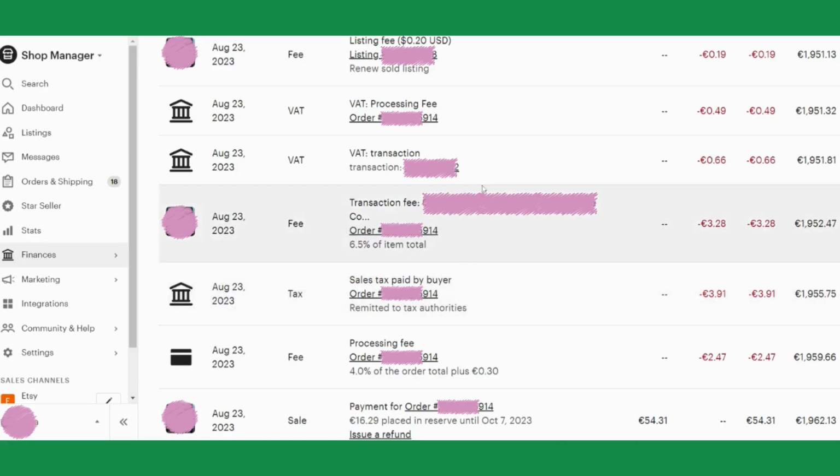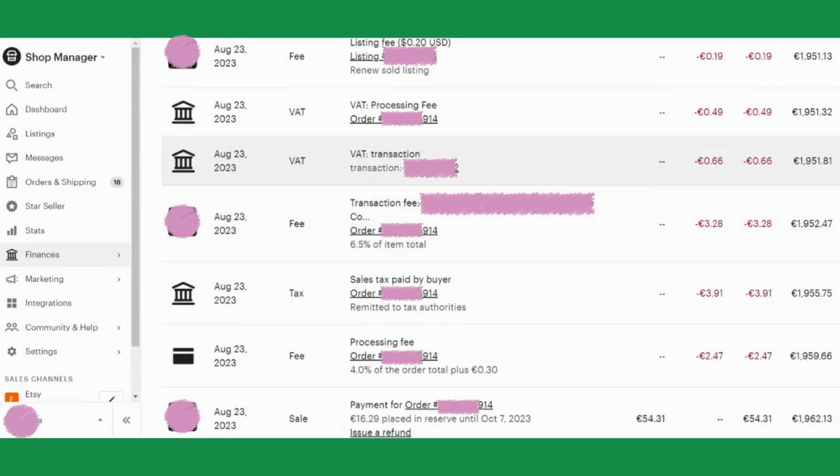Next, we have transaction fee. Transaction fee is the fee for selling on Etsy Marketplace, and it is 6.5% of item total. In my case, it equals 3 euro 28 cents. Next, I have two VAT charges. VAT is a tax specific to Europe, and since I'm located in the European Union, I have to pay this tax. Etsy collects this tax on its transaction fee and on its processing fee.